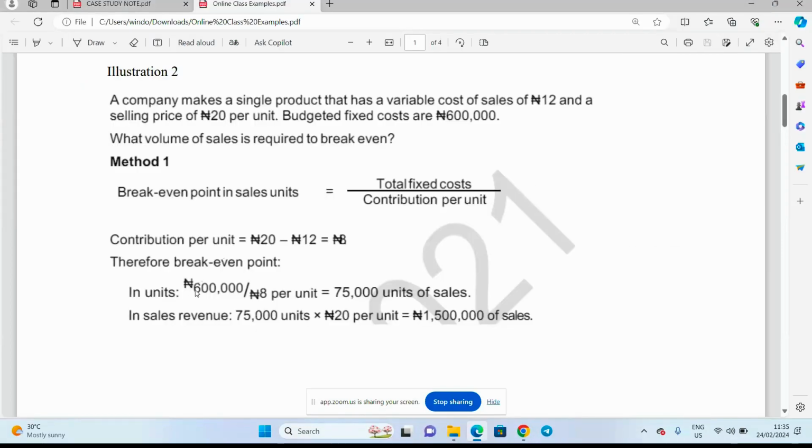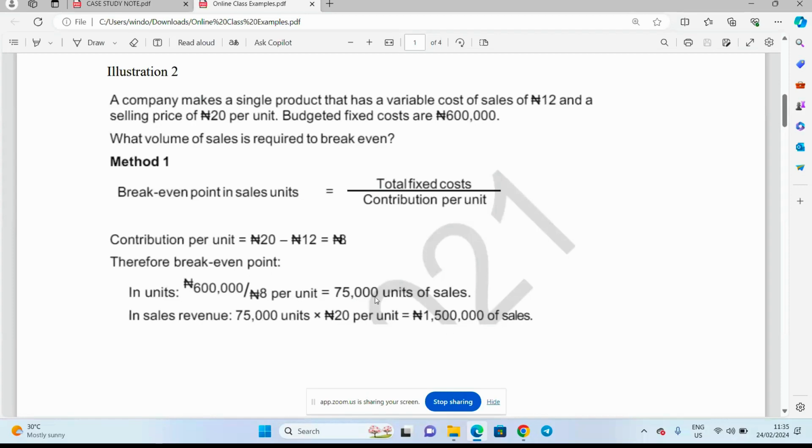So it should be 600,000 naira divided by 8 naira. Naira cancels naira. 600,000 divided by 8 will give you 75,000 units of sales. What volume of sales is required to break even? That's for units. But in sales value, it will be 75,000 naira times 20 naira, which will give you 1.5 million.